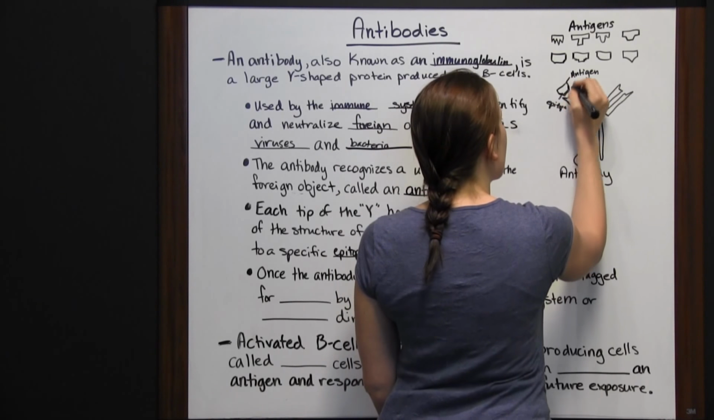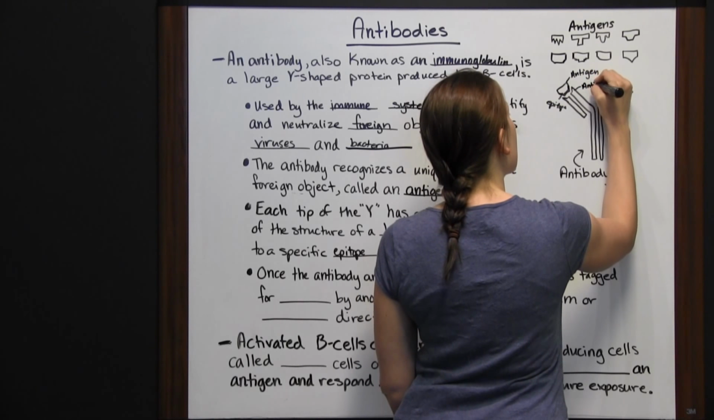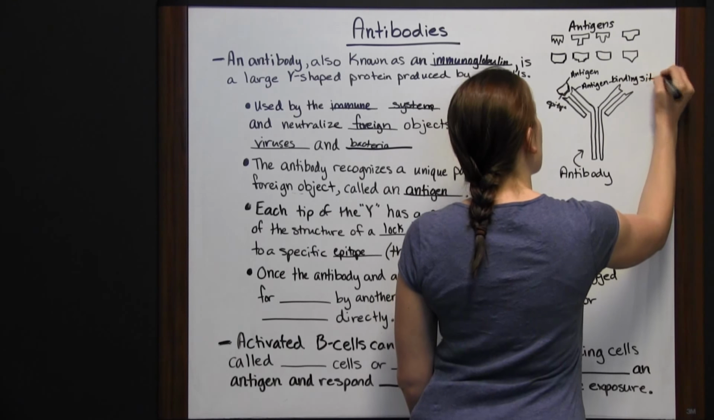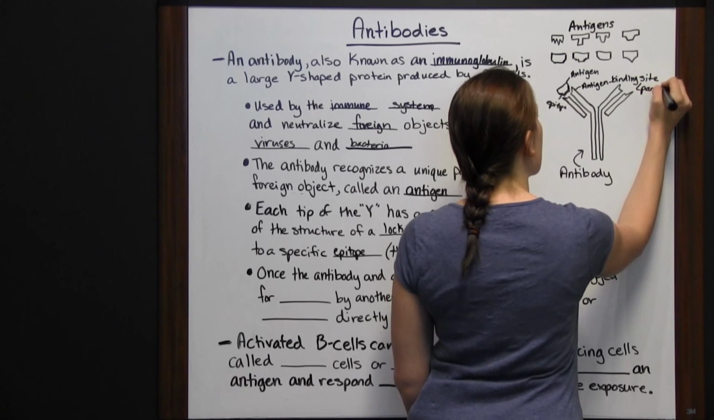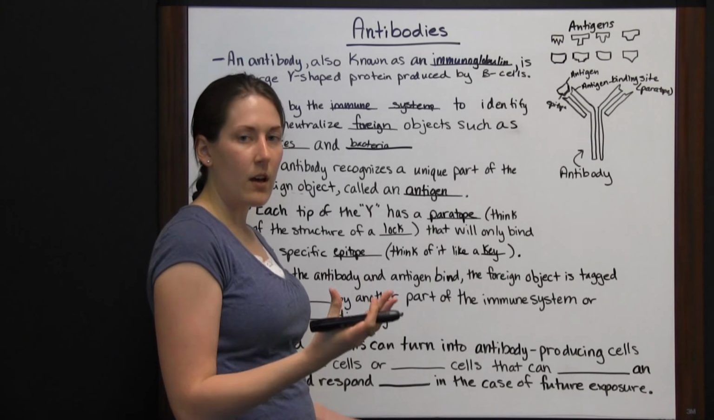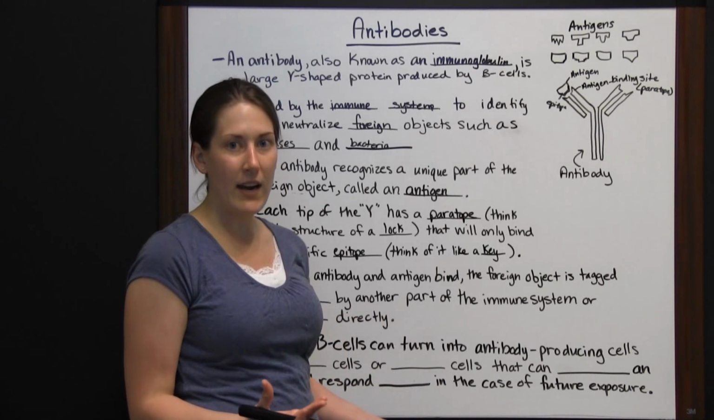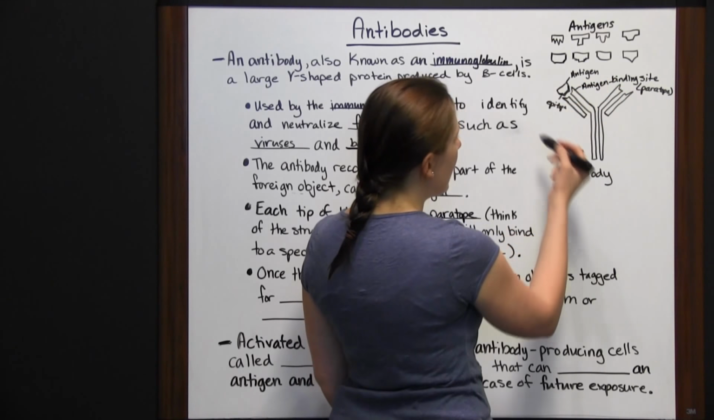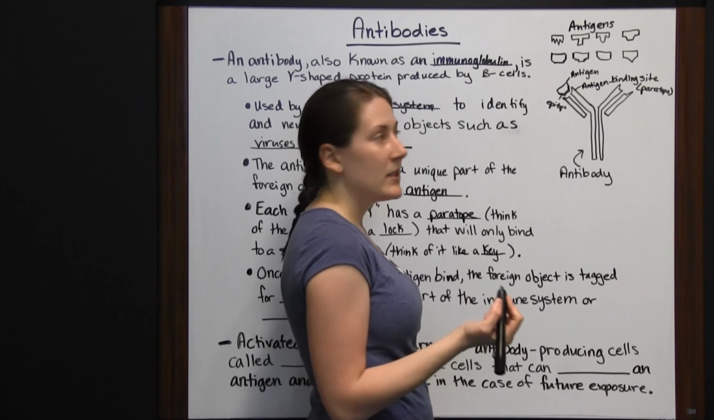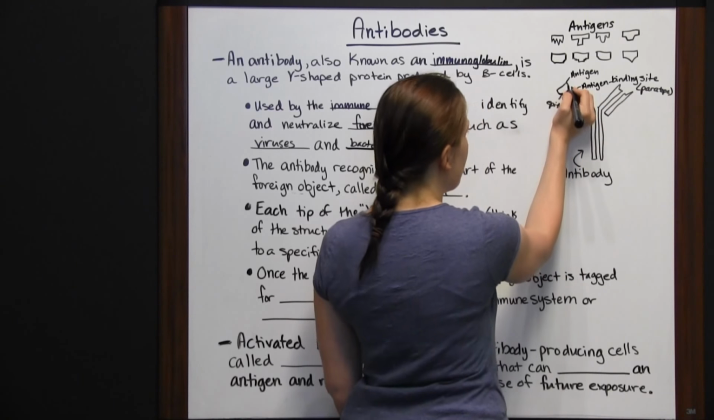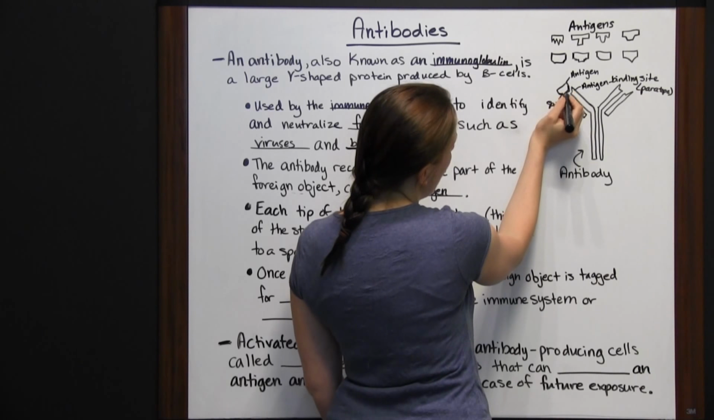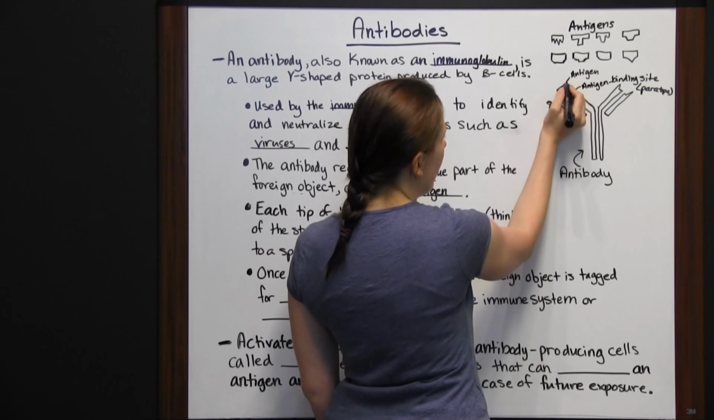So if this is our lock here, this antigen binding site, or the paratope, then it's only going to fit with one key. A lock is only going to be unlocked with one key. You have to have the right key to get it to unlock. So we've got our antibody, and each part of the Y is only going to bind to a specific antigen. The paratope, this little shape on the end of our antibody, is only going to bind to one epitope, which is located on an antigen.